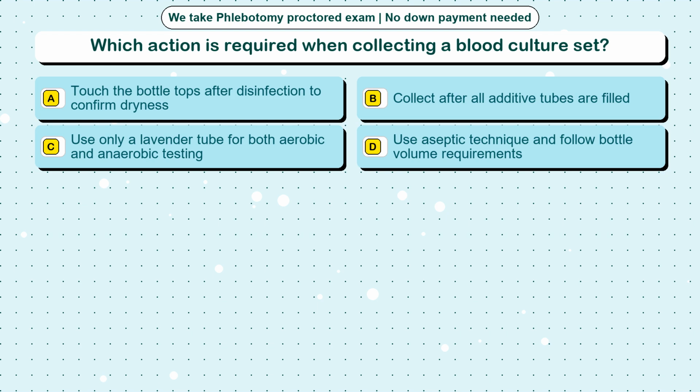Which action is required when collecting a blood culture set? Option A. Touch the bottle tops after disinfection to confirm dryness. Option B. Collect after all additive tubes are filled. Option C. Use only a lavender tube for both aerobic and anaerobic testing. Option D. Use aseptic technique and follow bottle volume requirements.